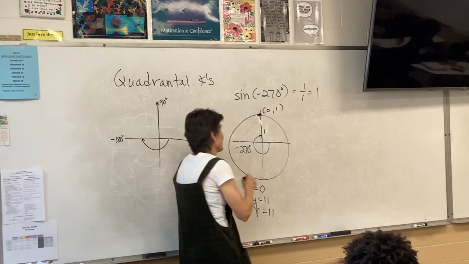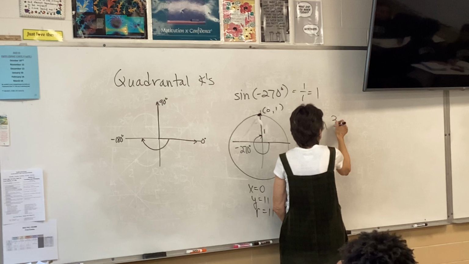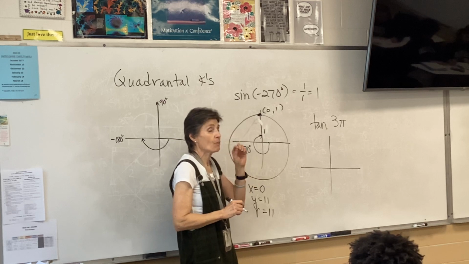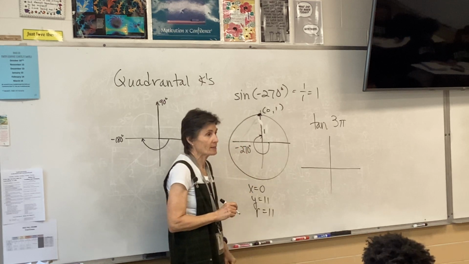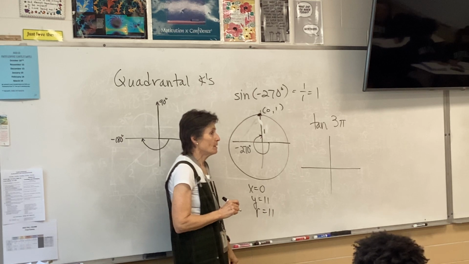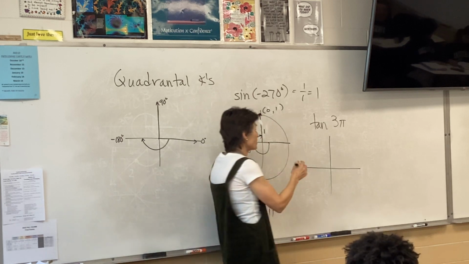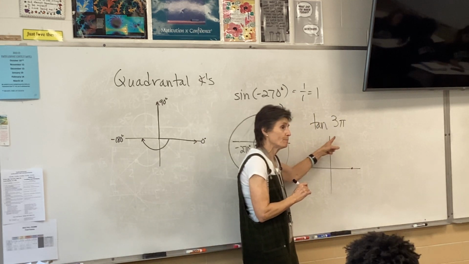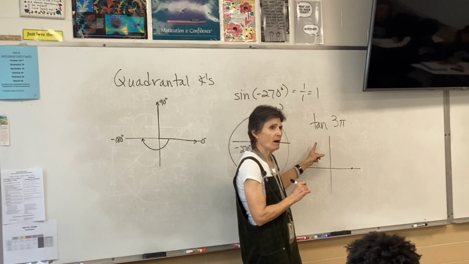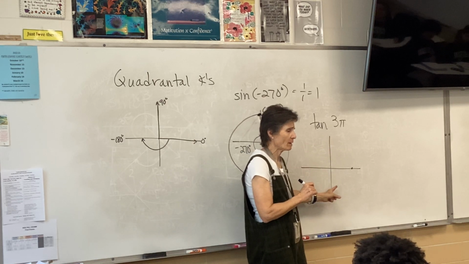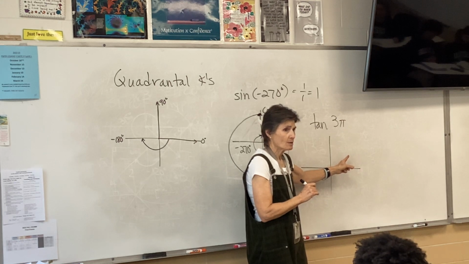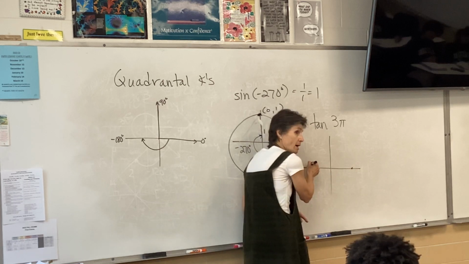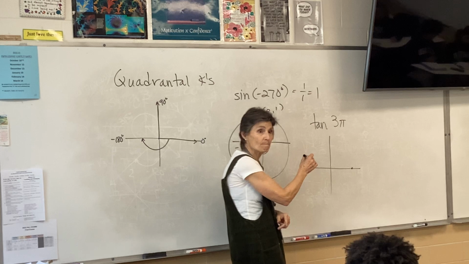Tangent of 3 pi. Let's try to do this without changing it into degrees, although you may always change into degrees if that works for you better. But let's try to do it without. Start here. Positive, so it's going up, right? 3 pi. Now wait a minute. What did we say about all the way around? 2 pi. So we have to go all the way around and then another half. So we're over here now. Would everybody agree with that?